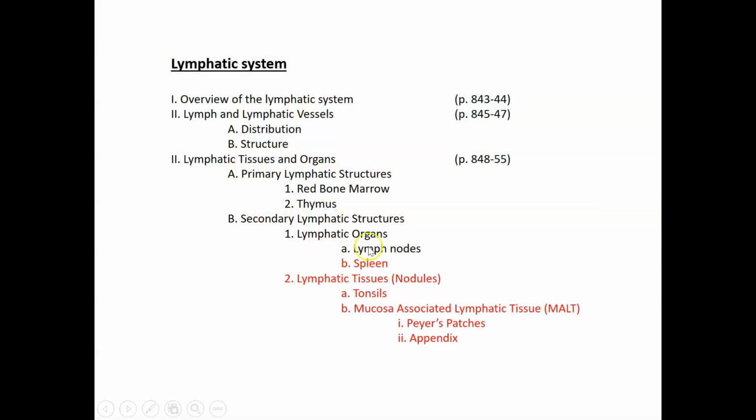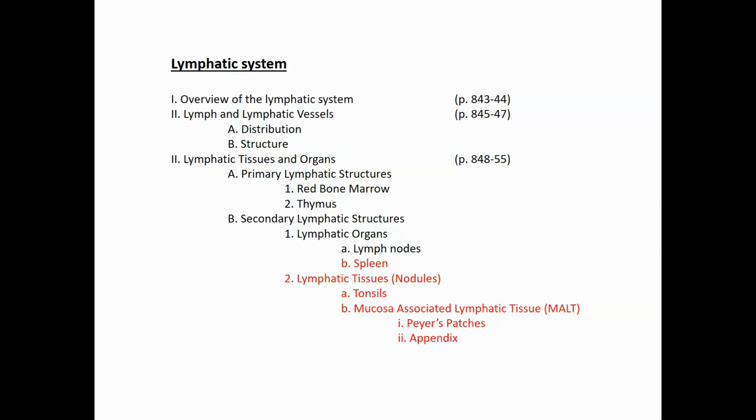So on the outline, these will include the spleen, which is considered to be a lymphatic organ because it is an encapsulated, discrete organ, and lymphatic tissues in which basically there are lymphatic nodules, packets of immune system cells embedded in other tissues. So these are the tonsils and the MALT, mucosa associated lymphatic tissues, which include Peyer's patches in the appendix.